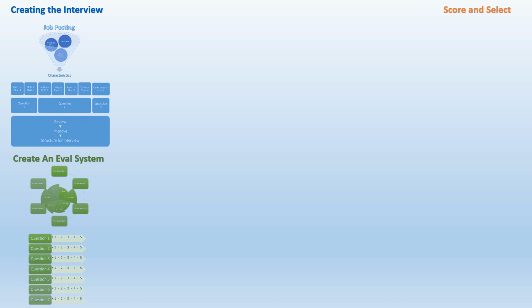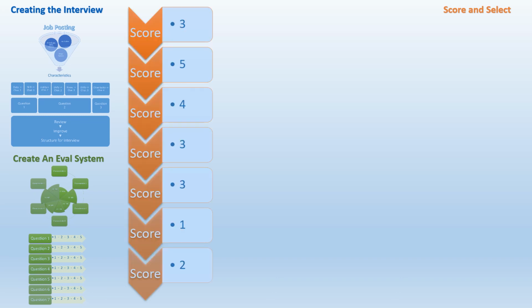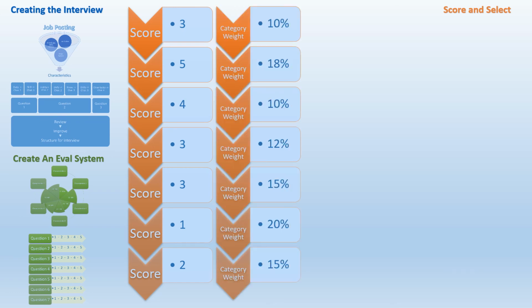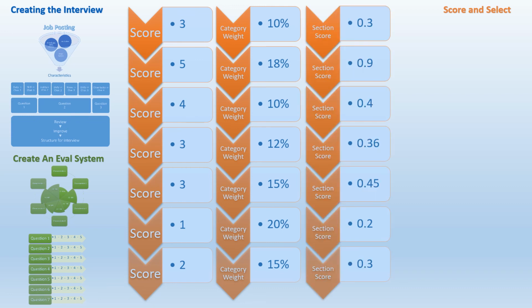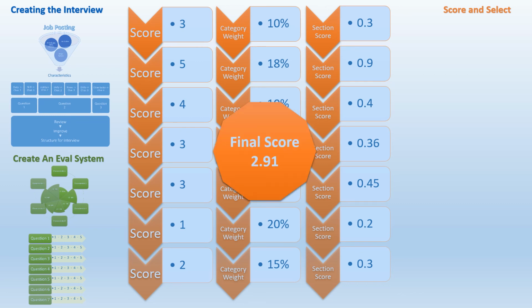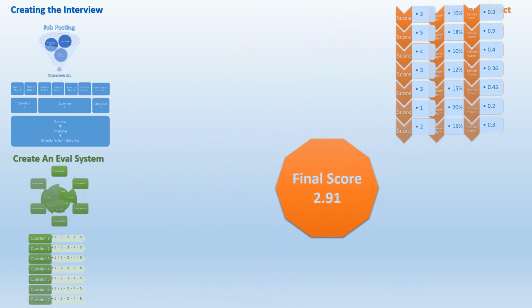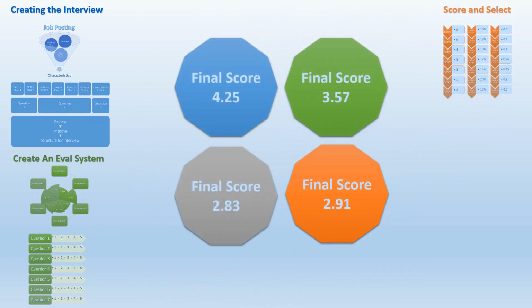Once the interview and the evaluation system have been constructed, the supervisor should move on to the scoring and selection process. During this process, each candidate is asked and scored on each of the questions developed in the interview process. These scores are then correlated with the category weights from the evaluation system and multiplied, giving a section score for each job characteristic. These individual section scores can be accumulated together to produce a candidate final score.